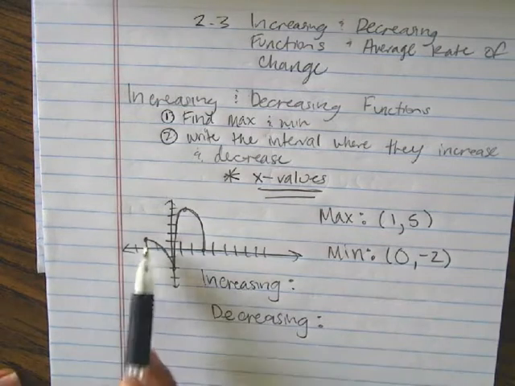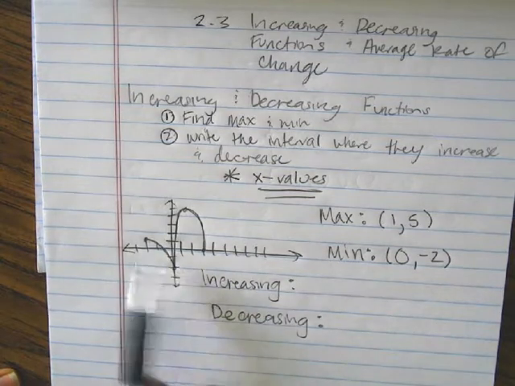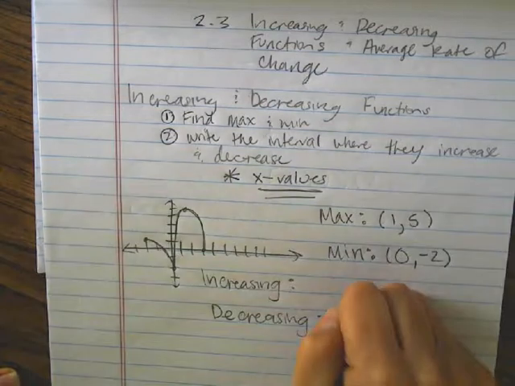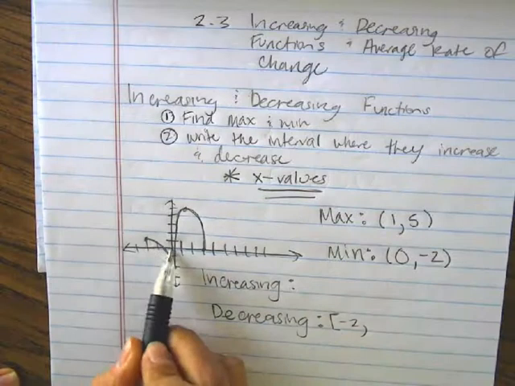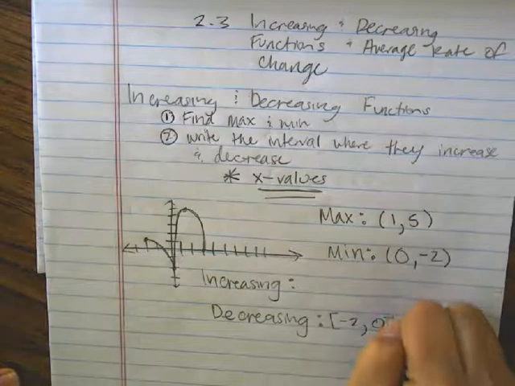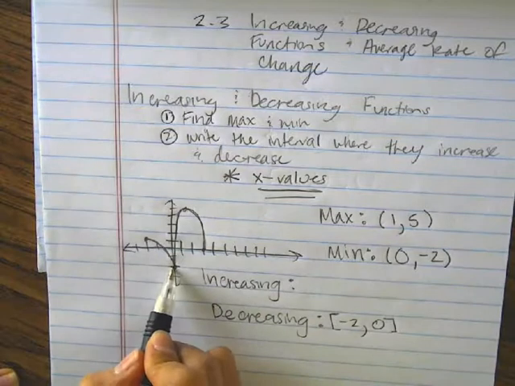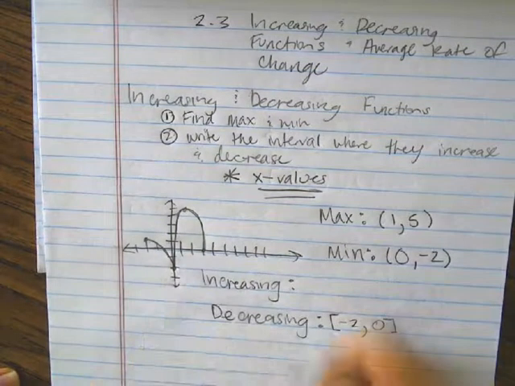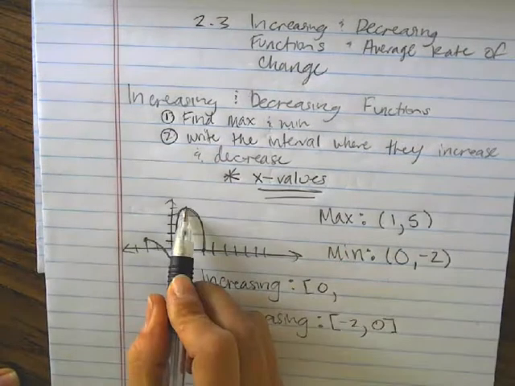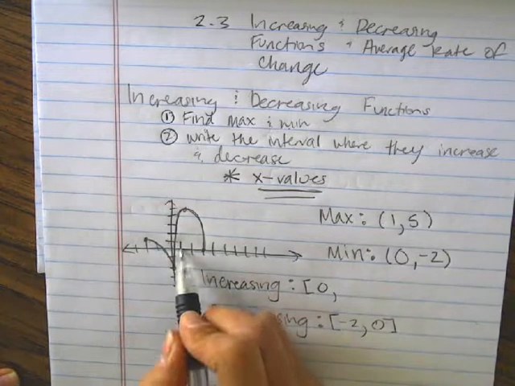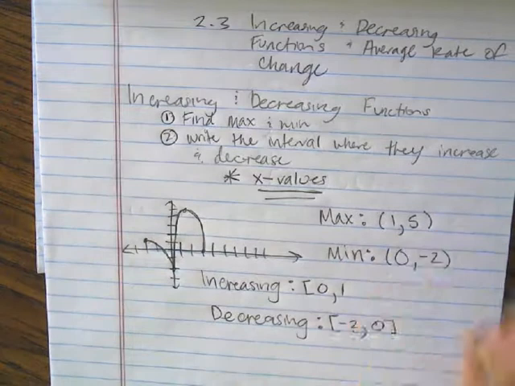So I'm going to actually start from left to right. From here to here, it's decreasing because it's going down. So I take the x values. This is -2, so I say -2, and then up to 0. Remember, I'm looking at x values. So from -2 to 0, it's going down. Then it increases. It's going up from 0 to whatever x value this is, and the x value for this is actually 1. It's drawn a little bit crooked. So it's the x value of my max, which is 1.